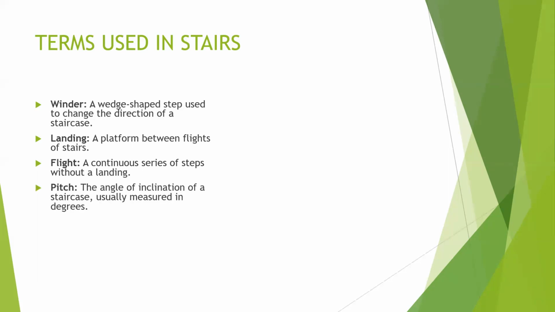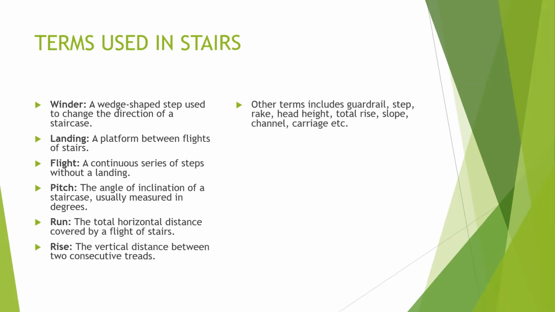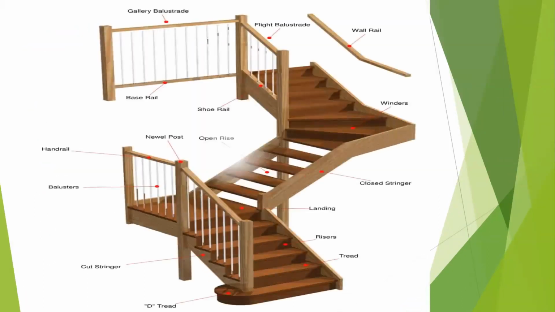So there is a pitch, that is the angle of inclination of a staircase, usually measured in degrees. Then we have some other ones, we have the run, we have the rise. Just like I told you the other time, is the vertical distance between two consecutive treads. Then we have other terms that include guardrail, step rake, head height, total rise, slope, channel, carriage, and so on, okay? So we have a lot of terms that are used in stairs. Okay, so this is a picture showing a bit of those things that I have mentioned before.